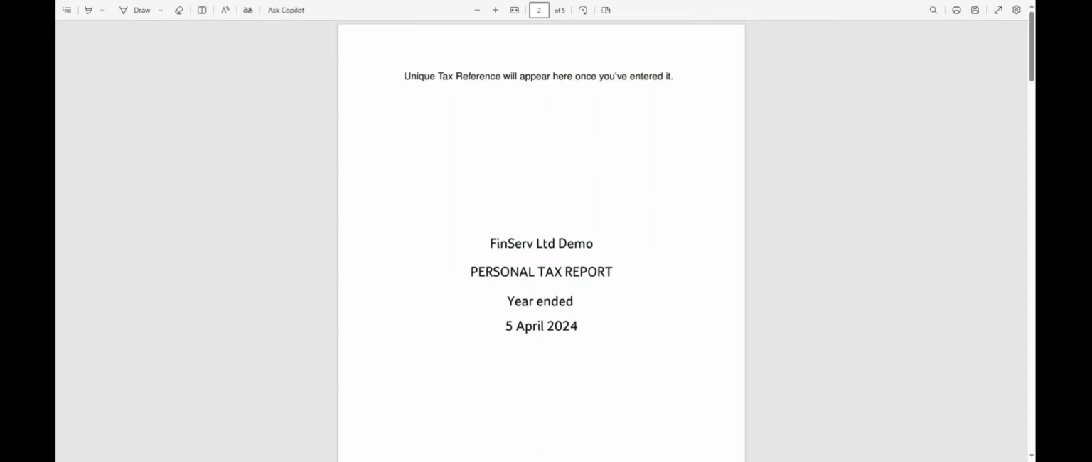As this is a demo, a unique tax reference, UTR, has not been entered. A unique tax reference in the UK consists of 10 digits. This number is issued by HMRC to individuals when they register for self-assessment. In this scenario, we will be looking at a self-assessment tax return that has been prepared for the year ended the 5th of April, 2024.